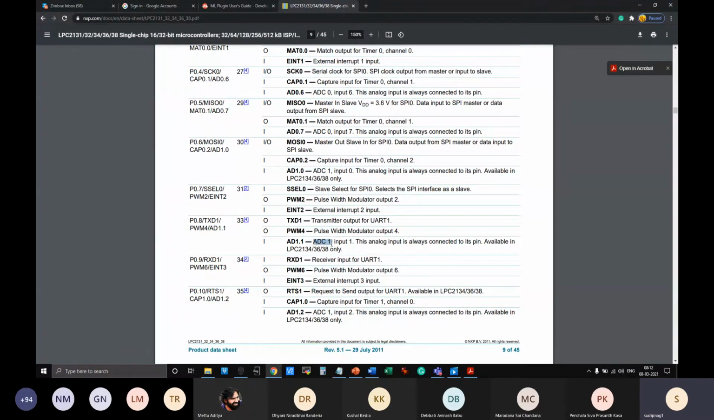So it's written over here ADC1 input 1. So that means there are multiple channels from the ADC. So there are up to 8 channels from each of the ADCs, ADC 0 and 1. So these are connected through the multiplexer.